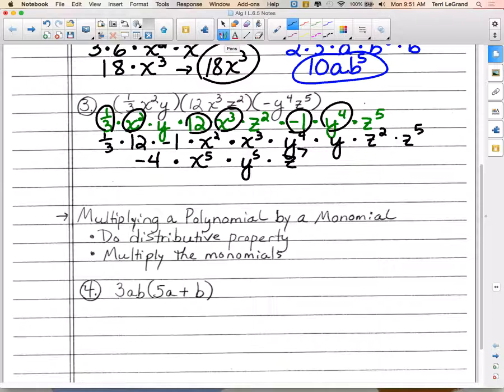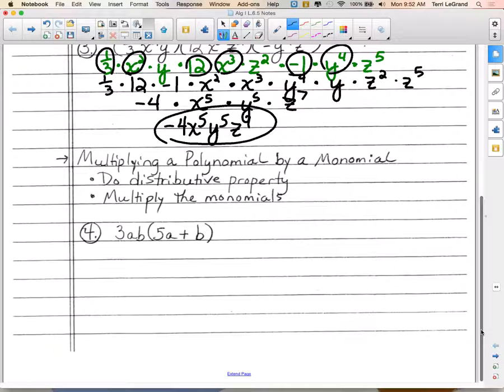Okay, cleaned up it will just be negative 4, x to the 5th, y to the 5th, z to the 7th. We do not need the multiplication dots. We make sure we have the variable factors in alphabetical order and the constants out front. Okay, that's multiplying monomials. Again, in monomials we see no addition, no subtraction. We should end up with a monomial product. And we're done. Anybody have any questions on those?